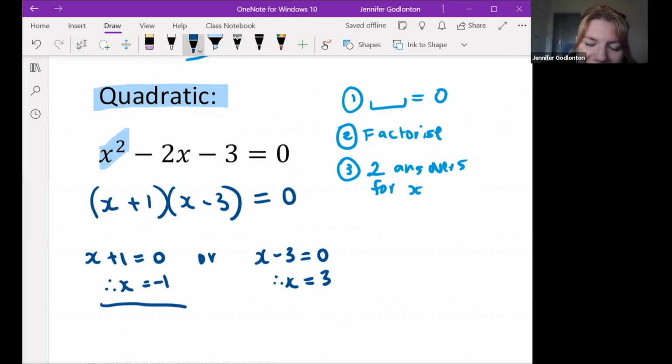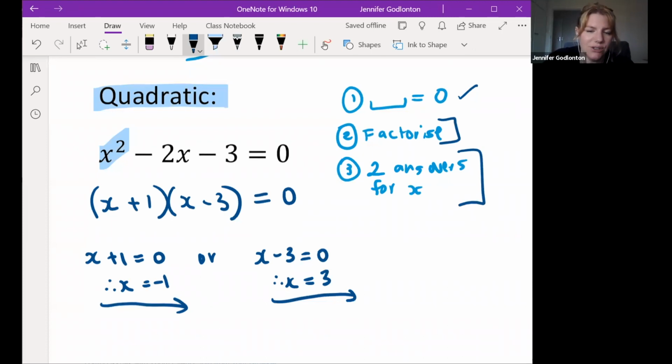Thank you, ma'am. Guys, you are doing amazing. So for this one, the first step was already done for us. It was all on one side and equal to 0. Then we factorized, and in this case, it was a trinomial. And then we got our 2 different answers for x. So remember, when we have a quadratic, we say this is equal to 0 or this is equal to 0. Nice job. Guys, just remember, if you have questions while we're going along, please feel free to pop them in the chat. If I don't see them, Nelly will see them and we'll be able to answer.